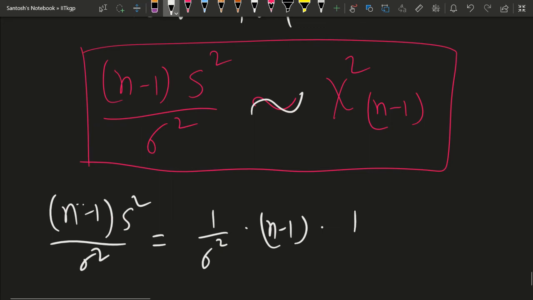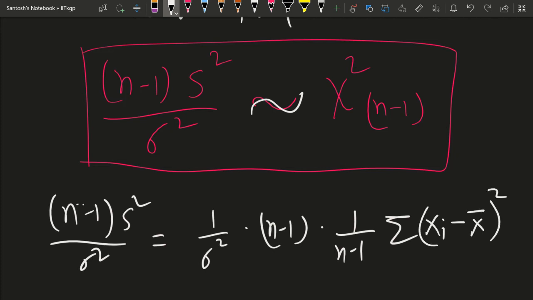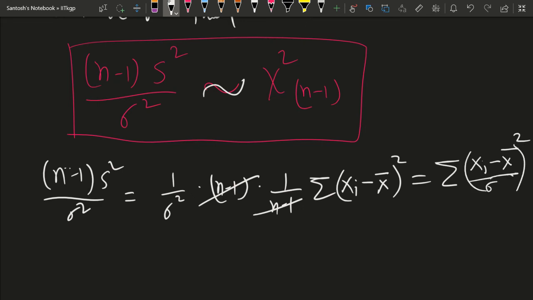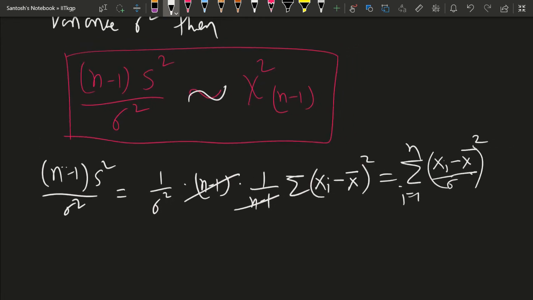S square, we know, because we have already written 1 upon n minus 1 summation xi minus x bar whole square. After simplification, n minus 1 and n minus 1 cancelled. So if you write it carefully, it is the summation of xi minus x bar upon sigma whole square, i from 1 to n. So this n minus 1 S square upon sigma square is nothing but this.